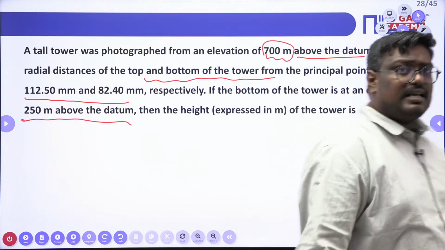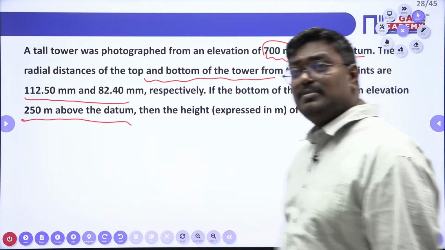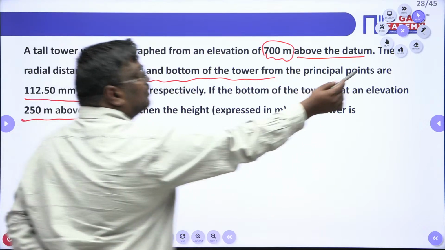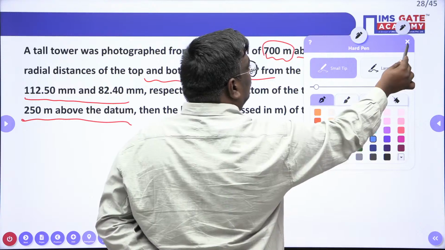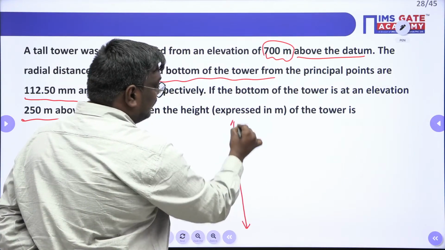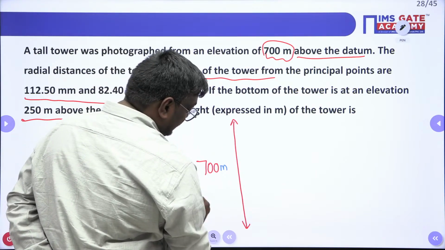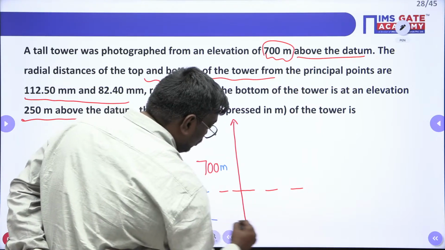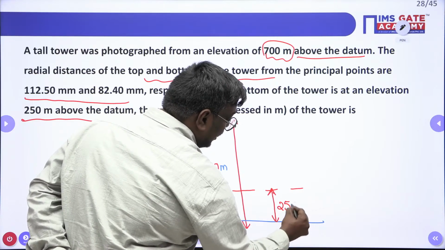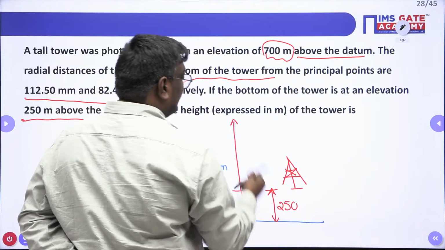Now, my dear students, I have a very important point for you. A tall tower is photographed from an elevation. Now see, the flying height is 700 meter. But remember, my dear students, the tower is at a height of 250 meter above the datum. If I consider that this is 250 meter, okay, there is a tower here, which is 250 meter.